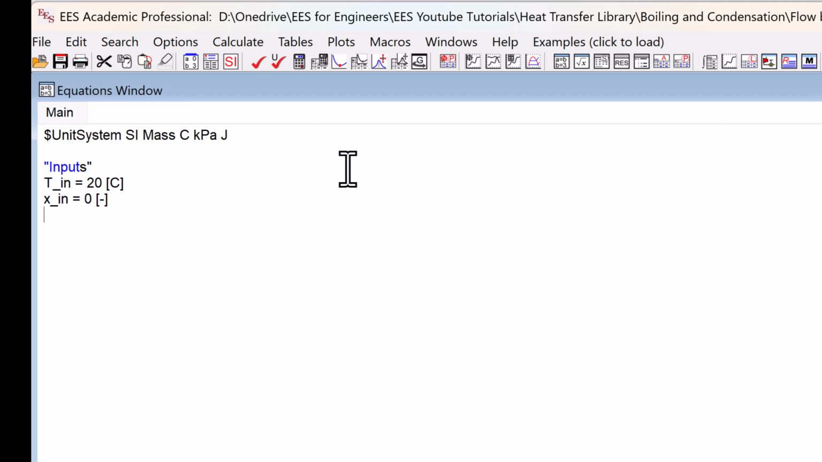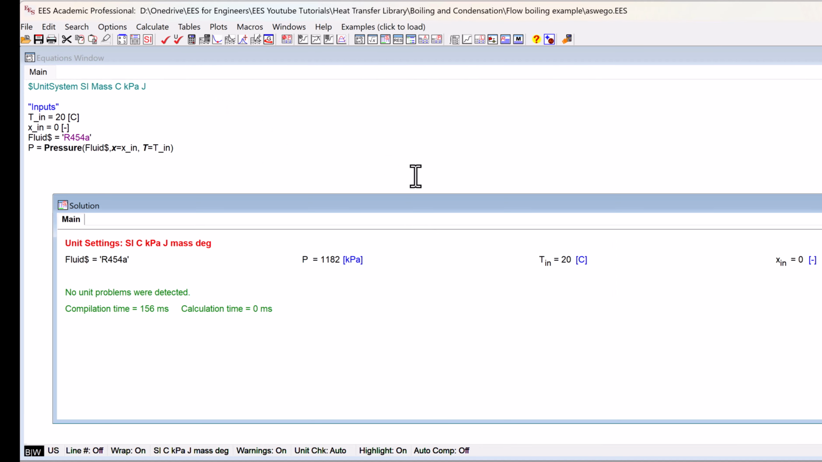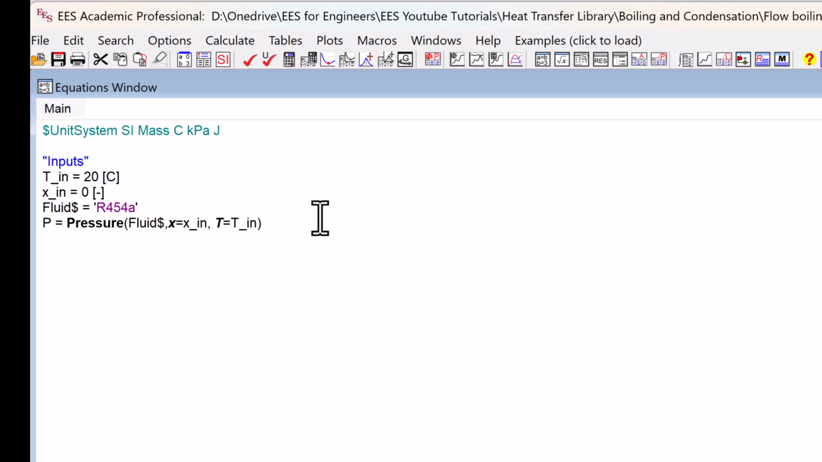It's saturated liquid. The fluid is this mixture, so R454A. The pressure is given by the inlet quality and temperature. Those two things together will give me the pressure. We got to remember this is a mixture, right? So I can't use PSAT, but I can use the function pressure with fluid$ at x equals x_in and T equals T_in. And that pressure ends up being a little more than a megapascal, and this pressure will be constant in the tube. That's our assumption, is that there's no pressure loss.